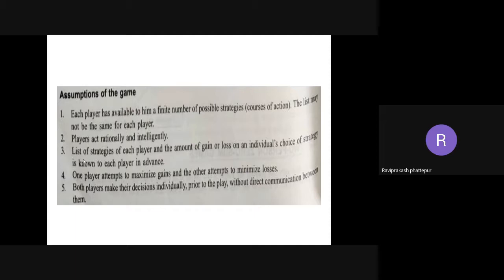Then after playing, we find out whether a saddle point is there, whether we are using pure strategy or mixed strategy, and whether we can bring it to 2 cross 2, or n cross 2 and m cross 2. These are the things we need to find out here. So these are the assumptions of the game.